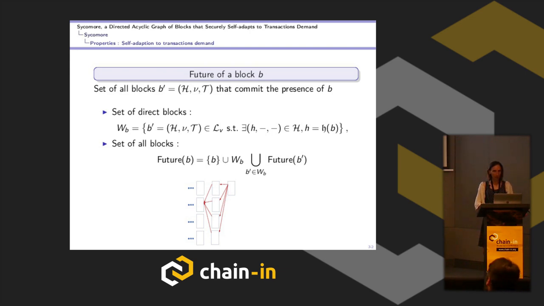Okay. And the very good thing is that in Bitcoin, if you assume 10% of malicious guys, a transaction is confirmed if it's followed by six blocks. In Sycomore, a block is confirmed by six blocks, parallel blocks. So it decreases the confirmation time very, very largely.